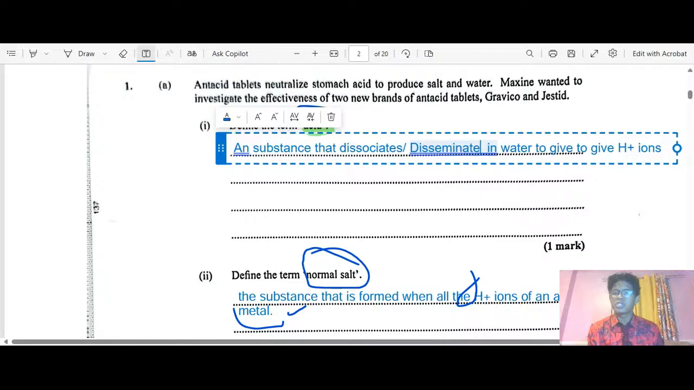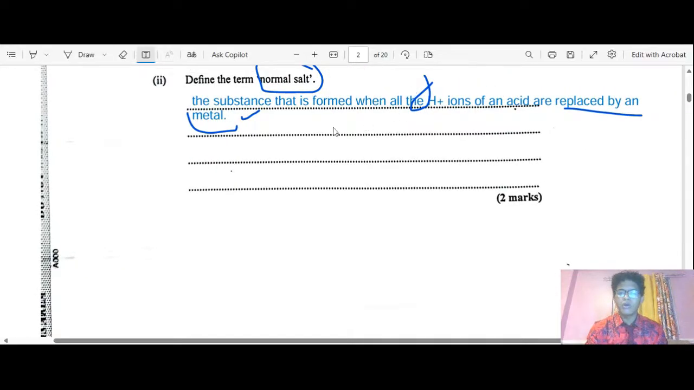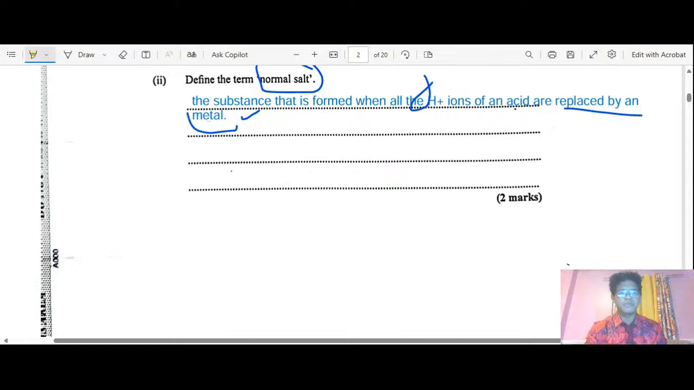And then we have the term normal salt, which is the substance that is formed when all the H plus ions of an acid are replaced by a metal. I'm just using metals; there are other things that could replace the H plus ions, but for now we're just using the metal for simplicity purposes. So the substance that is formed when all H plus ions of an acid are replaced by a metal.